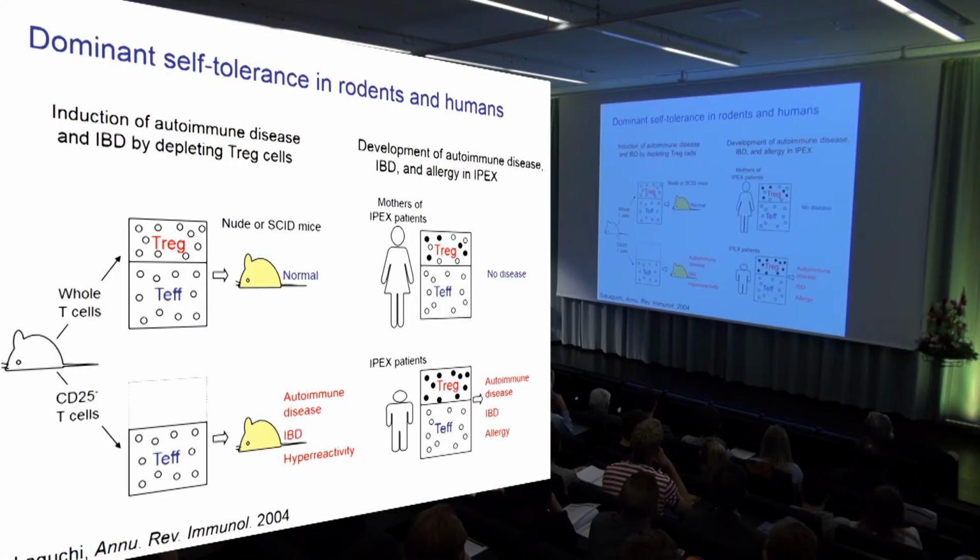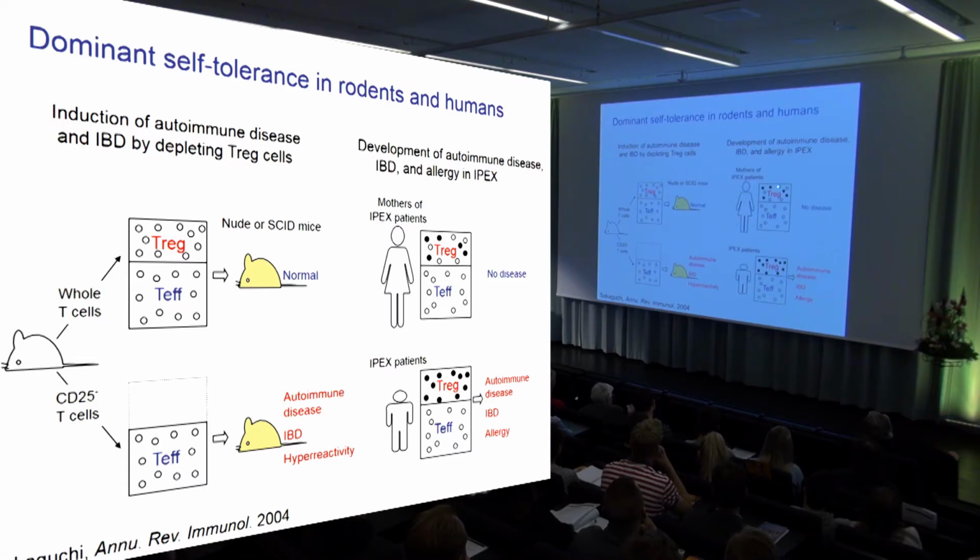To summarize this part of my talk, first we showed with mice that if you remove a certain population of CD4 T cells, and transfer the remaining cells into T cell deficient mice, or T and B cell deficient mice, they develop various autoimmune diseases, IBD, inflammatory bowel disease, and allergy type hyperreactivity. Just a similar process is going on in humans.